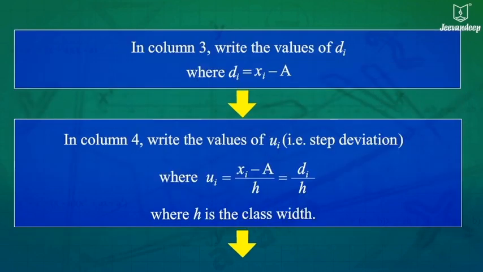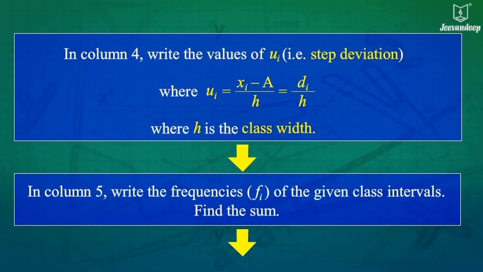In column 4, write the values of ui, that is step deviation, where ui equals xi minus a upon h, that equals di upon h, where h is the class width. In column 5, write the frequencies fi of the given class intervals.